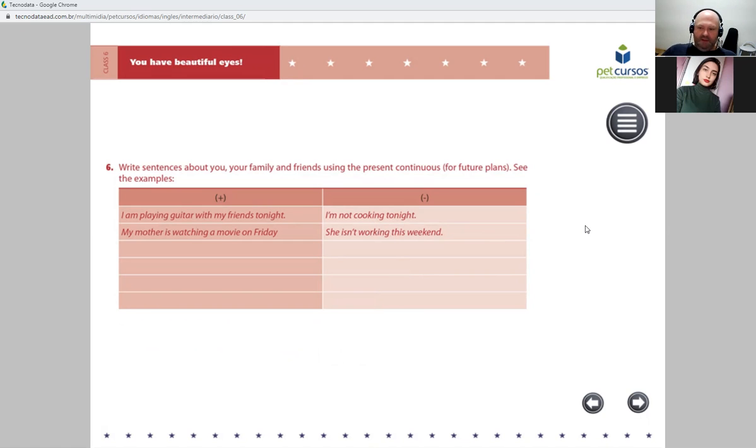You have some negative too, right? I'm not waking early tomorrow. I'm not cleaning my house this weekend. I isn't cooking tonight. I only made three because one was with going to. Ah, okay. The first one again. Can you repeat the first one? The first negative one? I'm not waking early tomorrow. Yes. I'm not waking up early, because to wake is wake up, right? Up early.